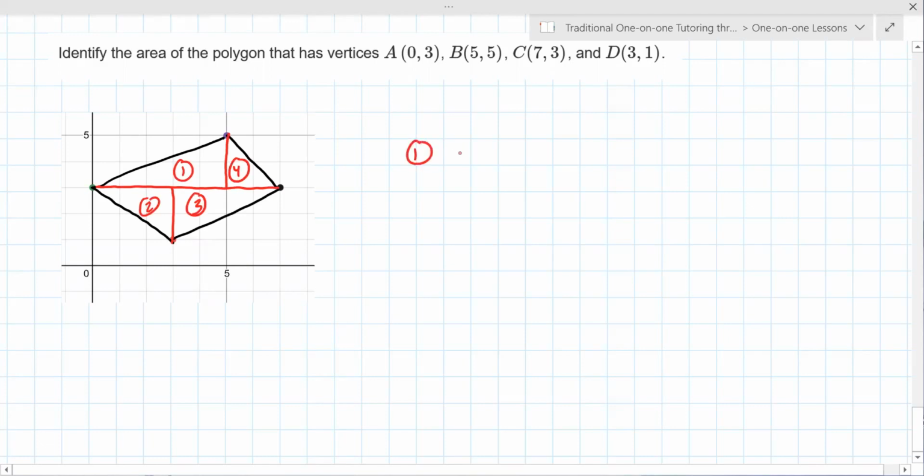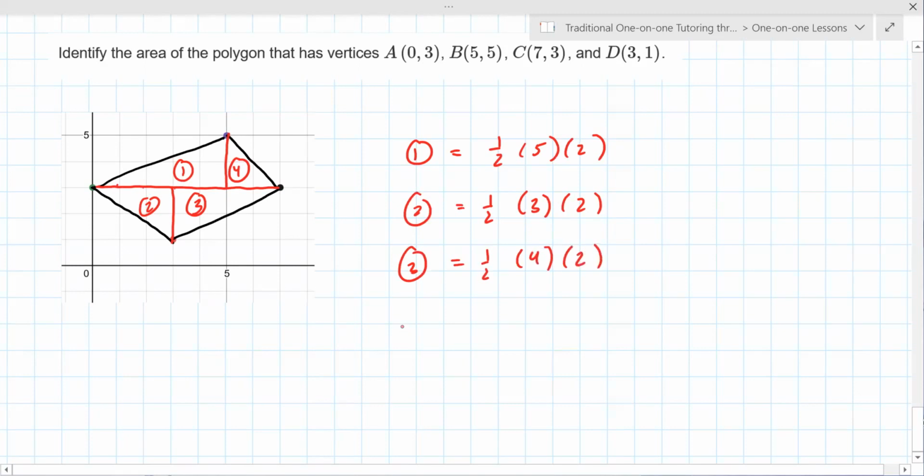So the area of one is 1/2 base times height. The base is 1, 2, 3, 4, 5, and the height is 2. The second one is 1/2, its base is 3, and its height is 2. The third one, its base is 4, and its height is 2. And number 4, its base is 2 and height is 2. So you have to find these 4 numbers and add them up.